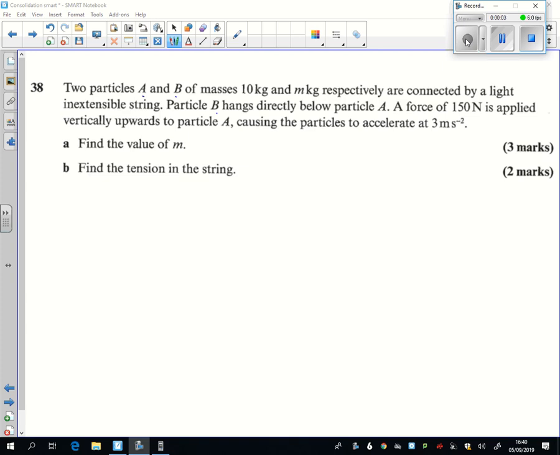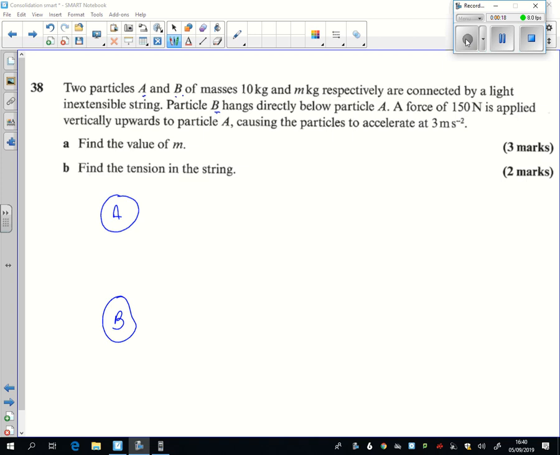Question 38. Now this one's going to take a little while. First we've got to read through it. We've got a couple of particles, A and B, and B is below A. So we're going to read through that first of all. Here's A and here's B.